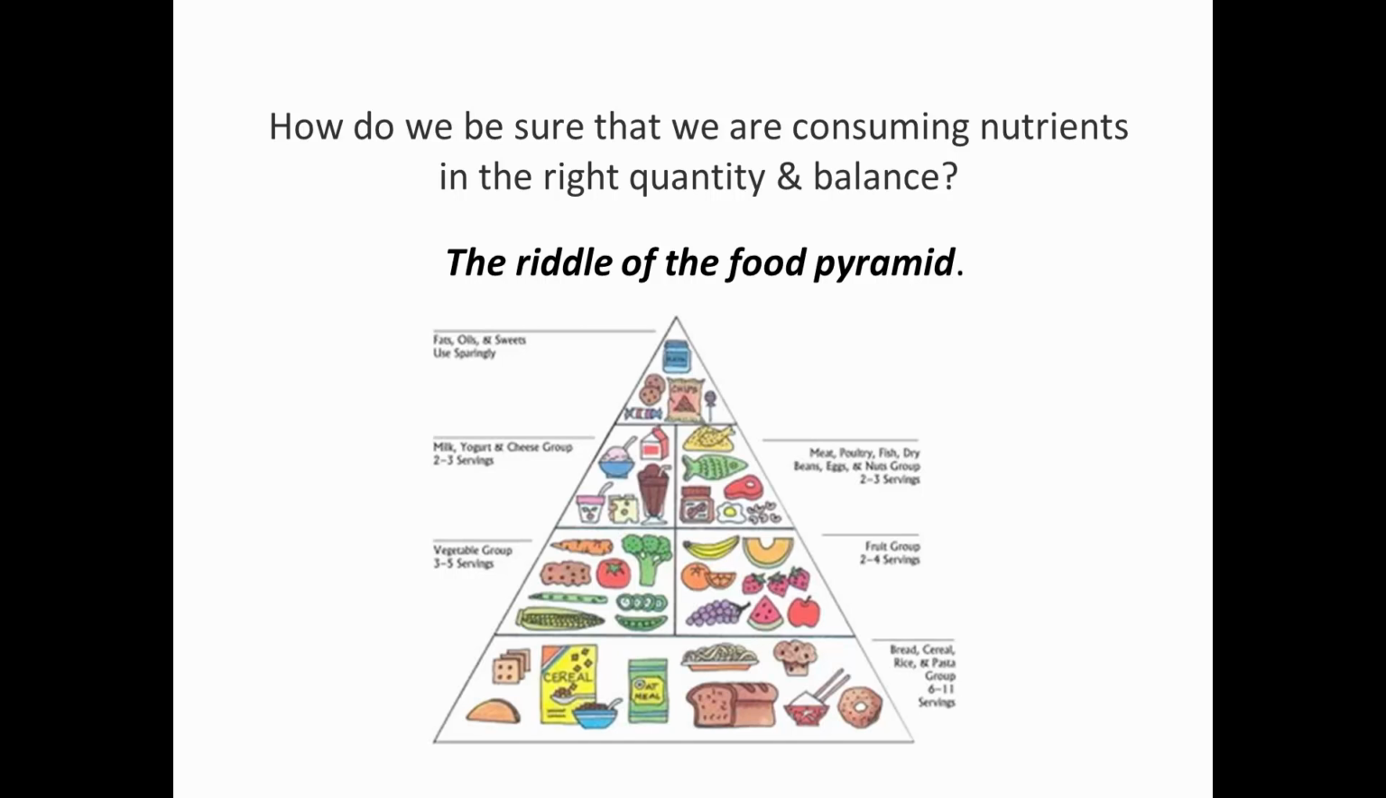Okay, so how do we be sure that we are consuming nutrients in the right quantity and balance? And I call this the riddle of the food pyramid. Every single country has a food pyramid and you know, different methods of telling us how much of each type of food that we should eat. Certainly it's going to be very time consuming if we have to actually add them all up.